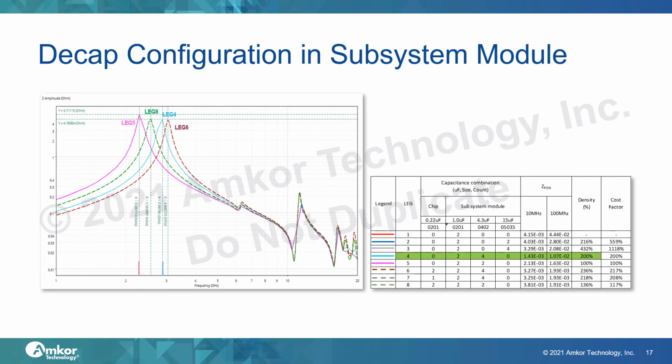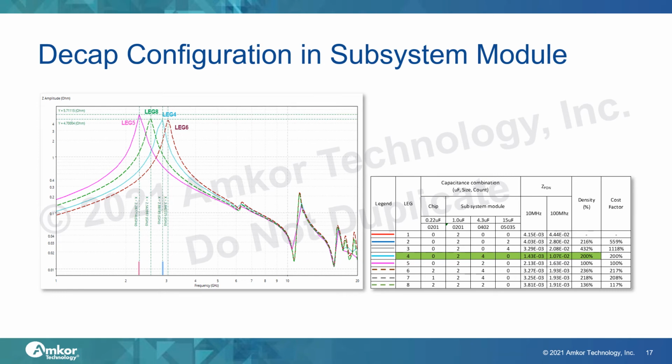Leg number 6 to number 8 use on-chip decoupling capacitors. This enables a design for lower target impedance, but it comes at a higher cost. But the subsystem module with on-chip decoupling capacitor did not deliver that much lower peak impedance because it already has the lowest mounted inductance. This plot shows how more on-chip decoupling capacitors are not always the best.